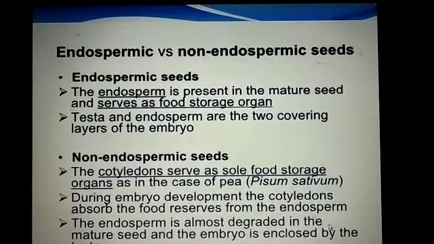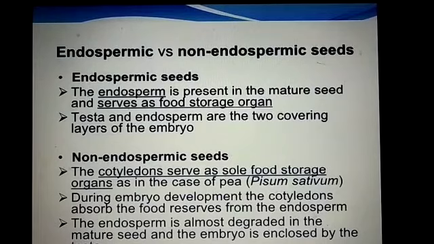I hope you understand. Now endospermic and non-endospermic seed. Student, if the endosperm is totally used by the developing embryo, then the seed is developed and this seed is called non-endospermic seed. And endospermic seed, when the endosperm is present, it is not completely used by developing embryo, it is called endospermic seed. If the endosperm is present in a mature seed, it is called endospermic seed, and if it is absent in mature seed, it is called non-endospermic seed.